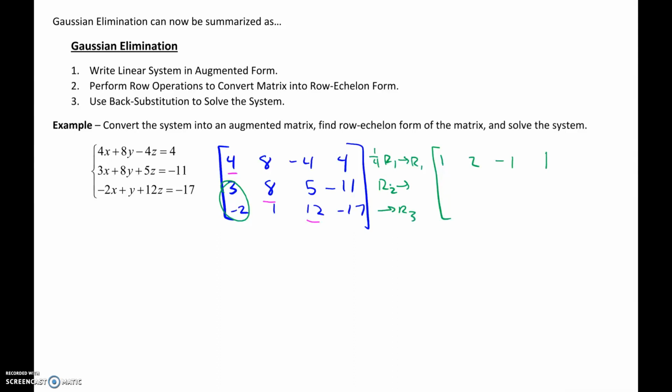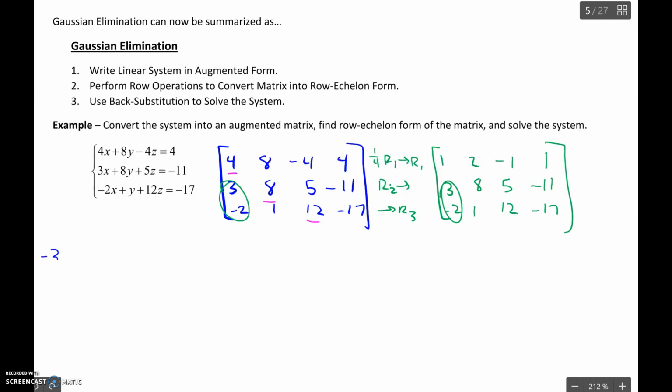Usually I do it the bottom way, not the top way. But 3, 8, 5, -11, -2, 1, 12, -17. So now I'll use that new green matrix to eliminate these. So I'm going to do -3 row 1. Well, first of all, we're going to keep row 1. So let's move row 1. And then -3 row 1 plus row 2 is going to be my new row 2. And 2 row 1 plus row 3 is going to be my new row 3.